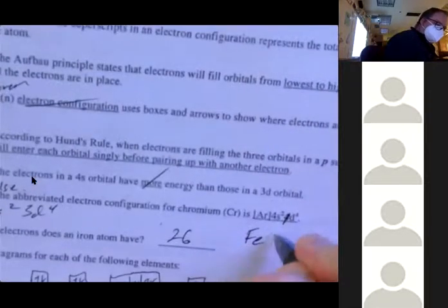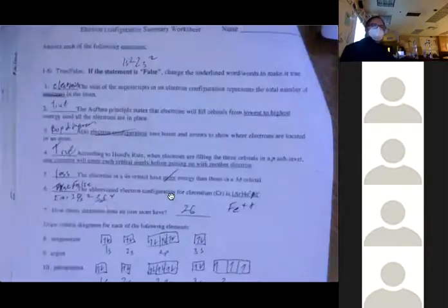What if it's iron 2 plus? Does the +2 mean it's gained or lost electrons? Lost electrons. How many did it lose if it has 2 pluses? 2. So if it had 26, then that means it now has 24, right?